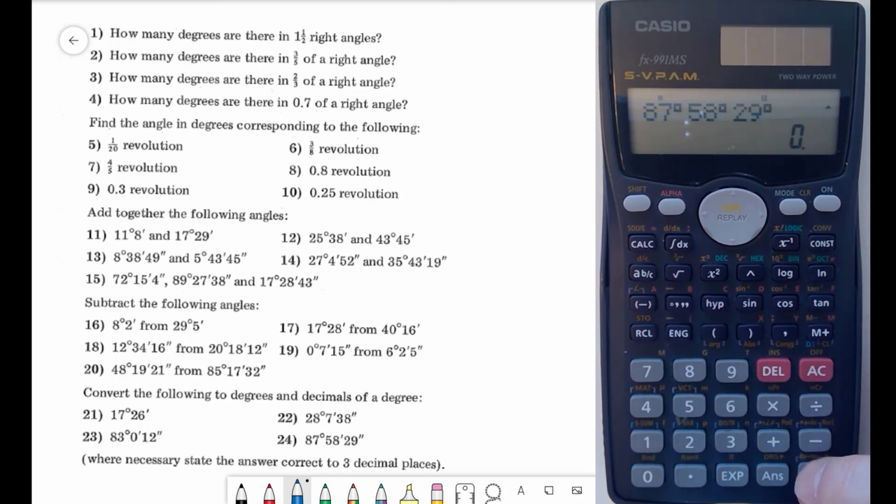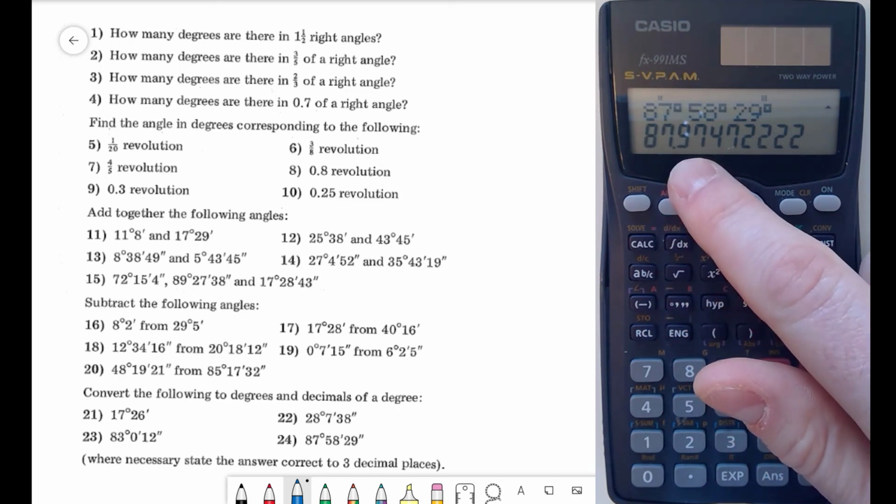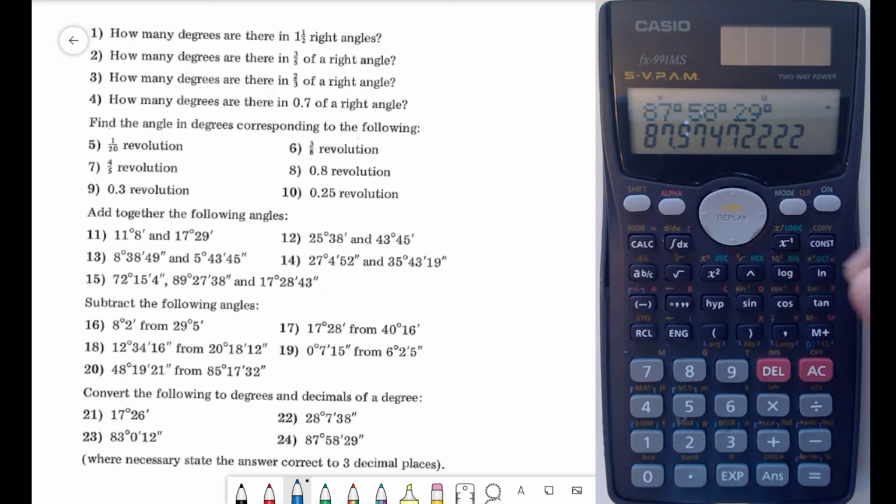Press my equals button to enter it in, and then press my degrees, minutes, seconds button to convert it. And here we go. 87.975 degrees is our answer here for our conversion. So there we go. There are the solutions to exercise 2.1.